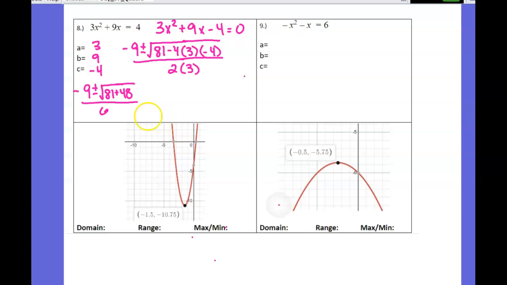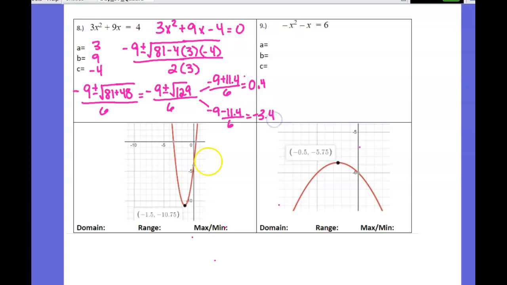Okay, when we take the square root, 81 plus 48, we're going to get 129, and the square root is going to be 11.4, so we're going to branch out. Let's simplify this again, just so you can see. Over 6, we're going to branch out to negative 9 plus 11.4 divided by 6, and negative 9 minus 11.4 divided by 6. Okay, so when we simplify that, we get 0.4, and the bottom one we're going to get negative 3.4.